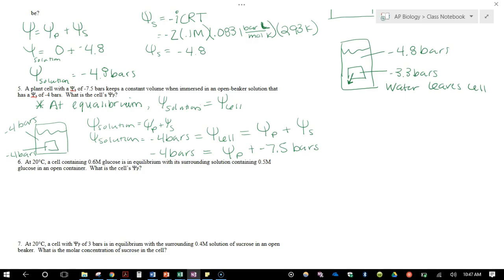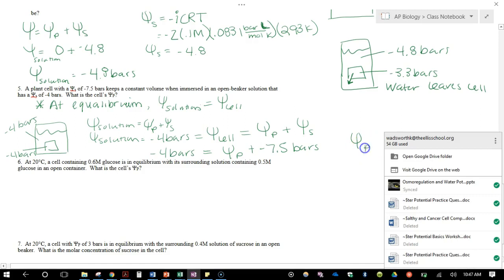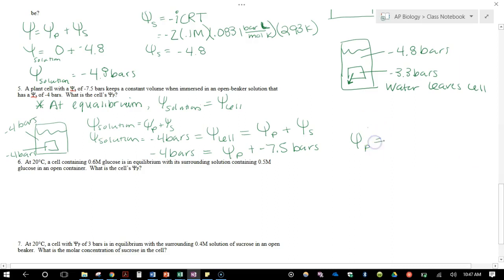If I do the math here, my pressure potential in order to establish equilibrium, negative 4 bars all around, would have to equal 3.5 bars. So there has to be 3.5 bars of pressure between the cell wall and the cell membrane. This is going to keep this cell from gaining excessive amounts of water.